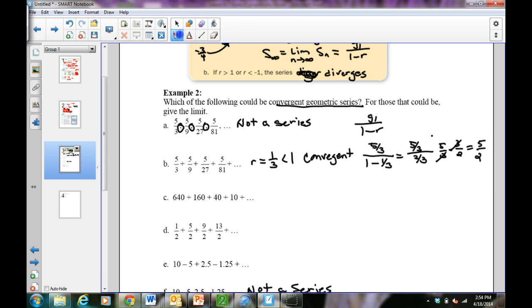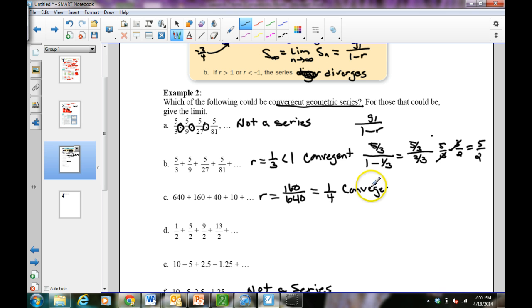Here we have 640 plus 160 plus 40 plus 10. So I want to see what my R value is, and I can't really tell by looking at this. So what I'm going to do is take the second divided by the first. So R equals 160 divided by 640, which equals 1/4, which tells us what? It's convergent. Yep, it's between negative 1 and 1.